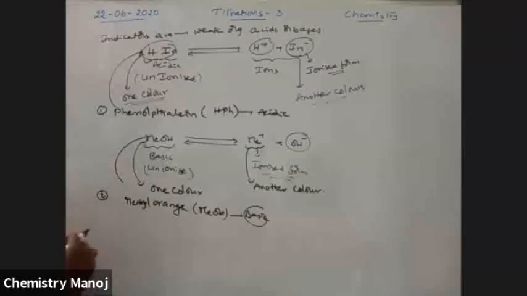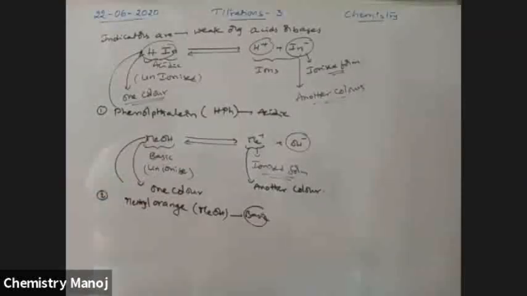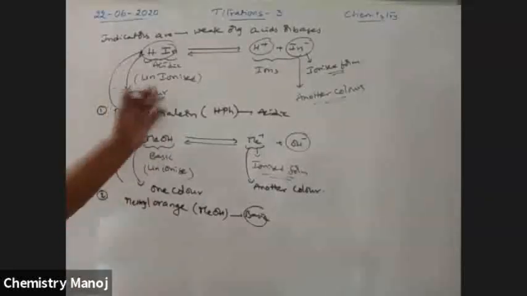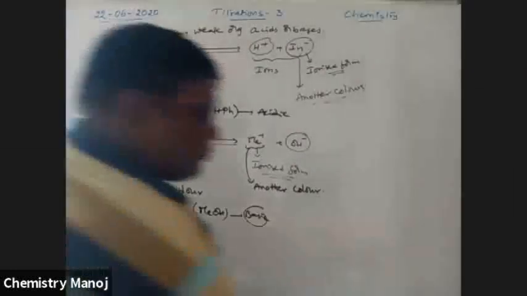So phenolphthalein and methyl orange indicators are there. These two indicators are frequently used. These two are nothing but acid-base indicators. So what are the color changes when it is in ionized form or unionized form? What are the color changes at which these indicators are used? Please see here.